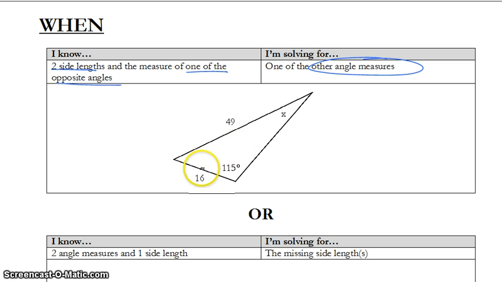An example of that would be here. I have this angle measure that I'm looking to find, but I know this angle measure, 115 degrees. That's something I know. I know this side length is 49, that's one side length, and I know this side length of 16, two side lengths. I'm looking for another angle measure.